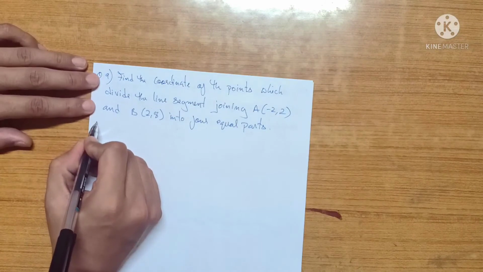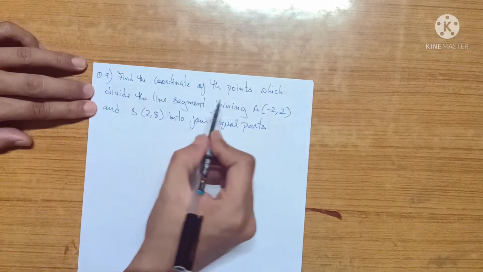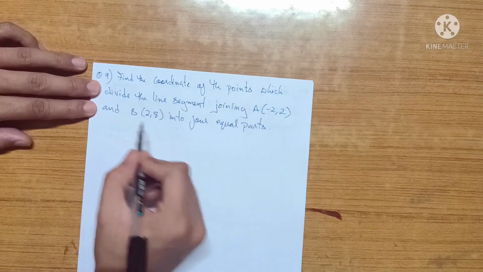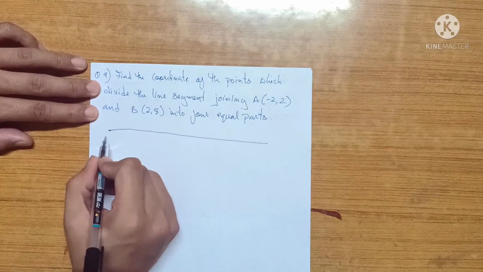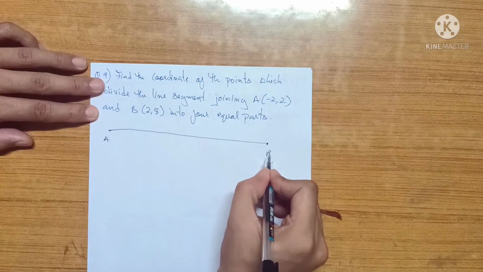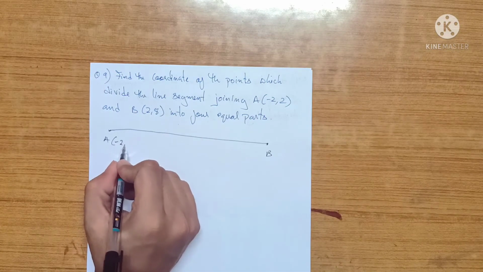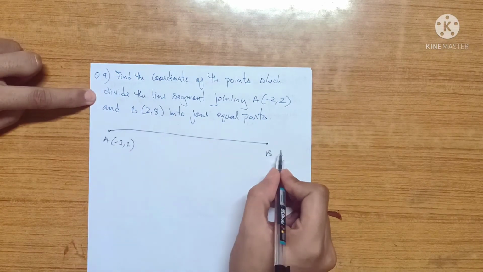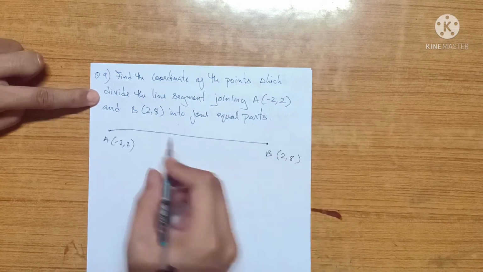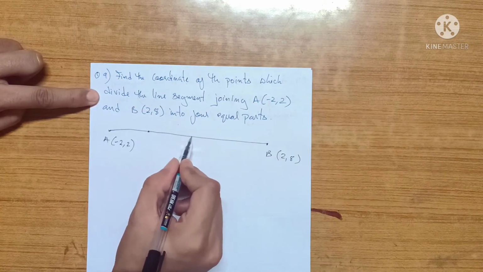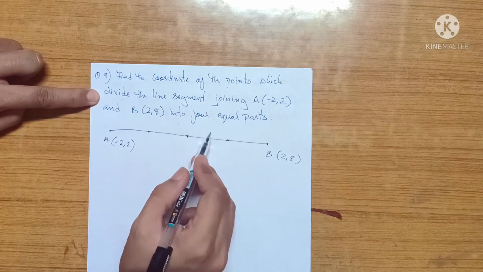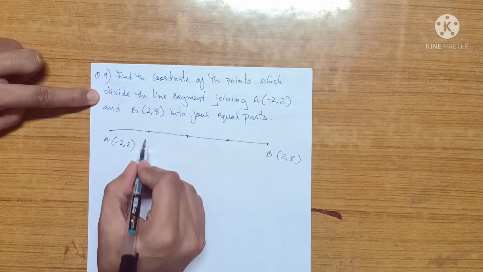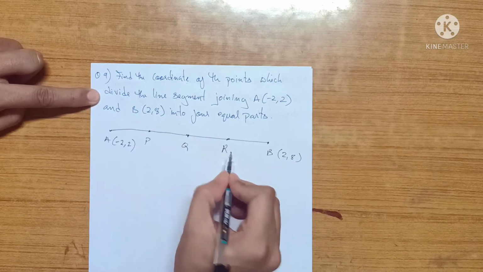So let's start. This is: find the coordinates of the points which divide the line segment joining this and this into 4 parts. So it's the exact same question, but now instead of 3, it is dividing into 4 parts. So AB, where A is minus 2, 2, and B is 2, 8. Now we have to divide into 4 equal parts: 1 part, 2 part, 3 part, and 4 part. So let's name these P, Q, R.